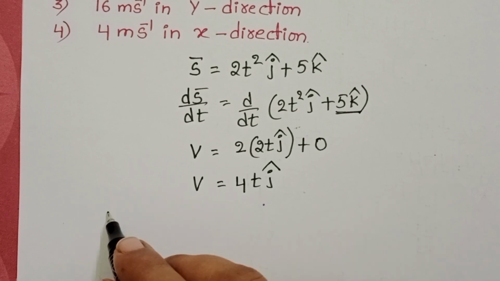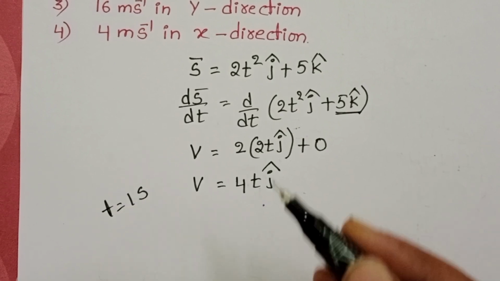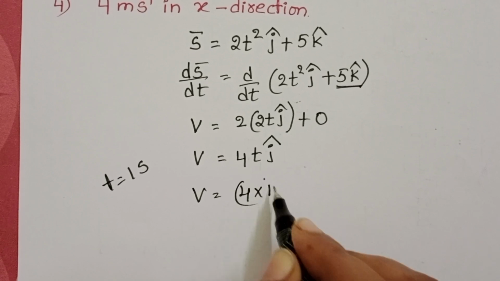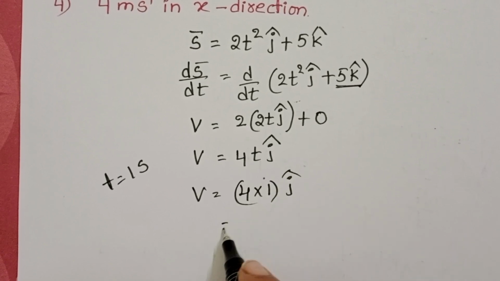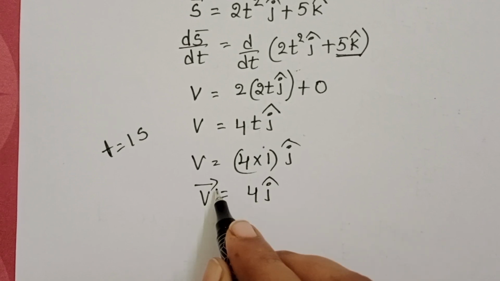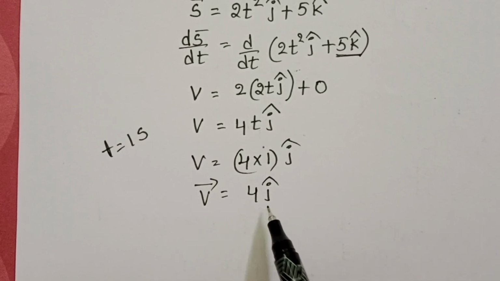We want the velocity when time is equal to 1 second. So v is equal to 4 into 1 j cap, that is equal to 4 j cap. This is the velocity vector.